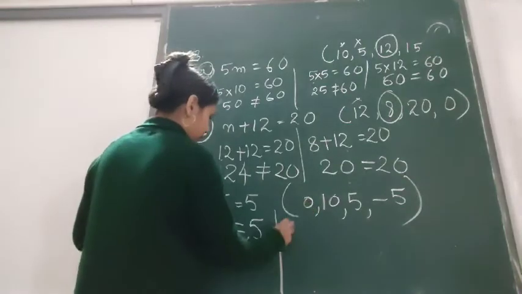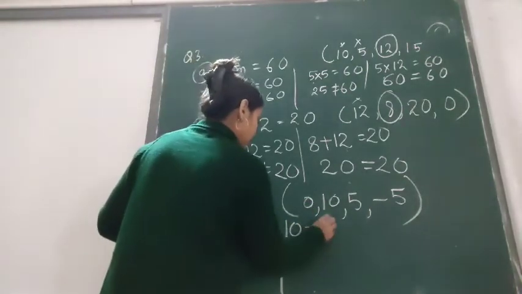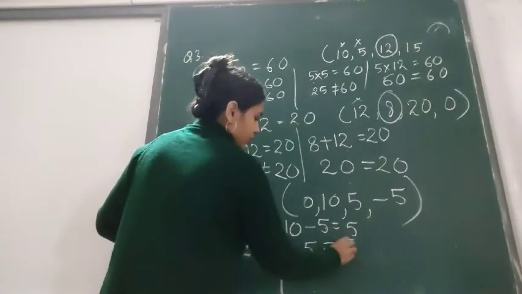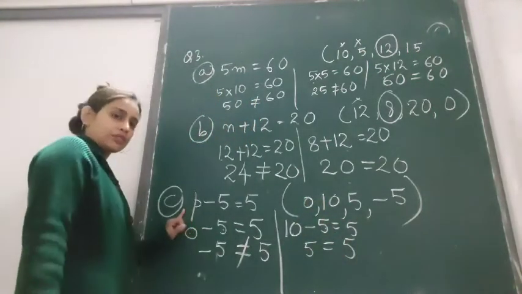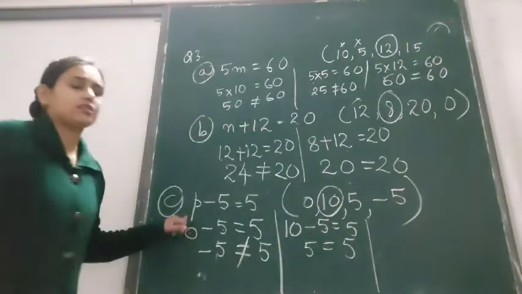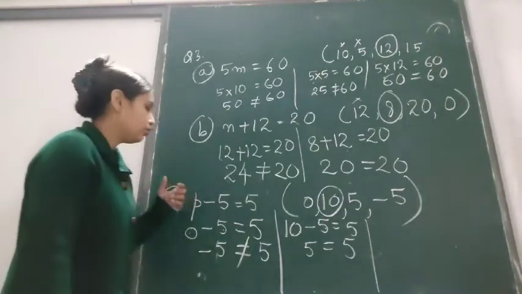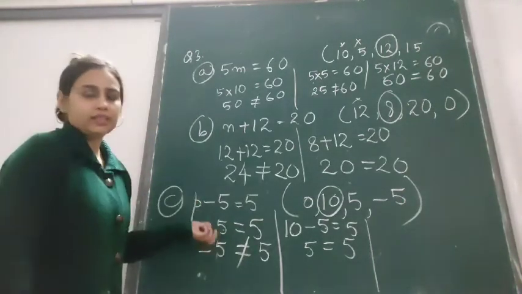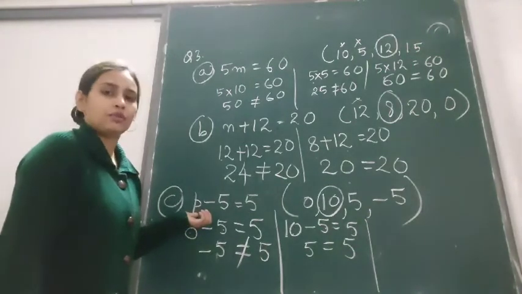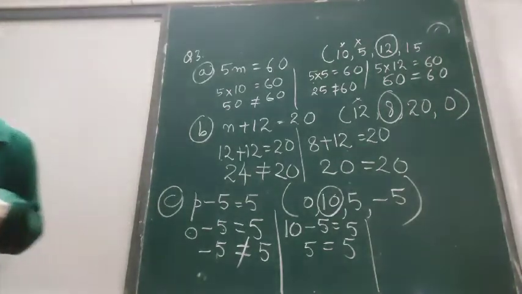We go to the next one. 10. We put the value of P as 10. 10 minus 5 is equal to 5. 10 minus 5 is 5. Both are the same, both are positive. So the answer is what? 10. Answer is yes, it's 10, because the value P equal to 10 is satisfying the equation P minus 5 is equal to 5. Okay. This completes C. Then we start with D.